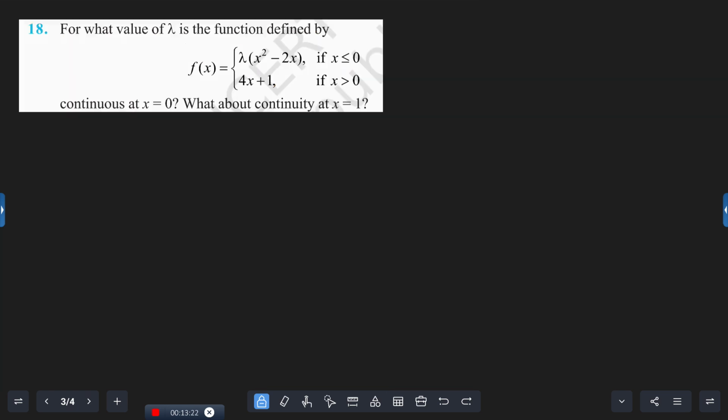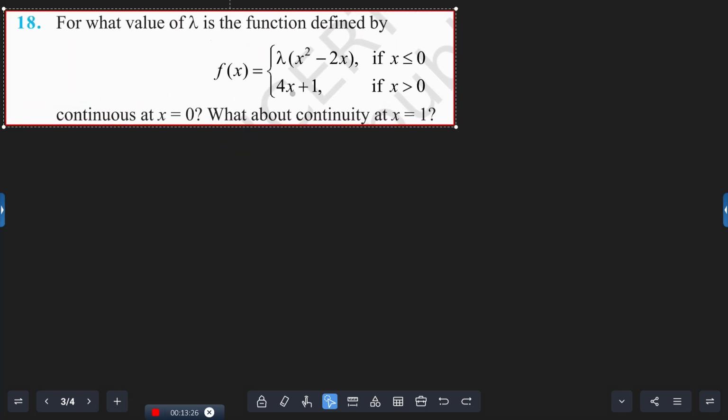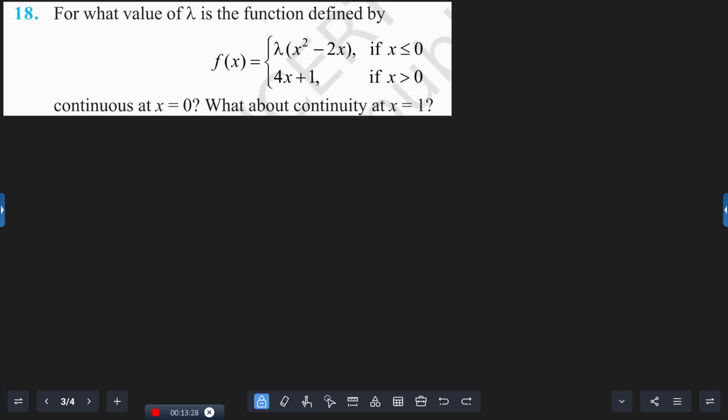Next we are moving to the 18th one. Even 18 also I hope is the same. But sorry, this is to find the value. Actually in the previous one they asked for a relation. This one: for what value of lambda is the function defined like this continuous at 0? For what value of lambda will this be continuous? And what about continuity at 1? So they asked to check continuity at 1 later. First you find the lambda value.